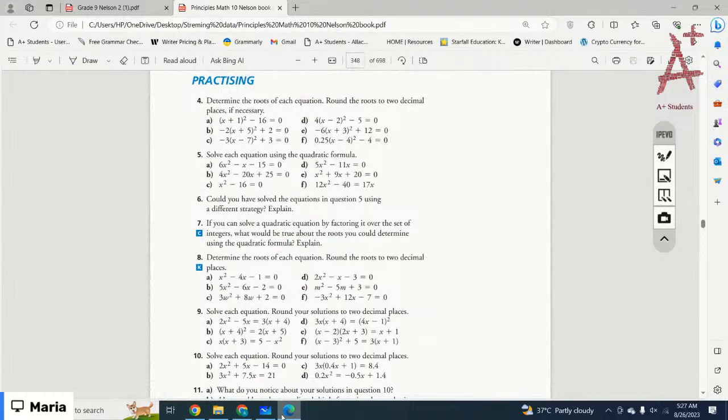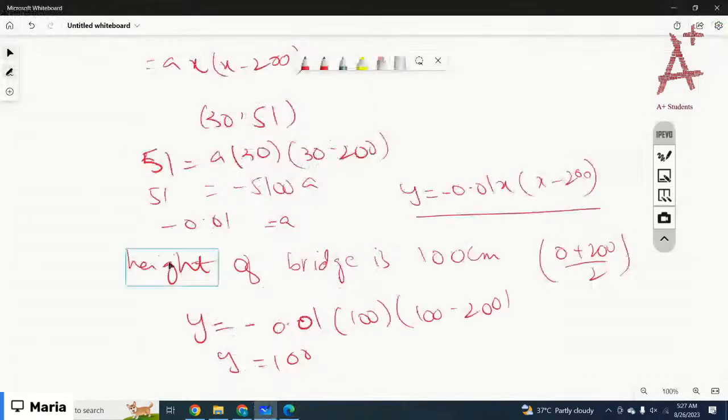Determine the roots of each equation. Round the roots to two decimal places if necessary. So let's start with question number 4. x plus 1 whole square minus 16 equals 0.